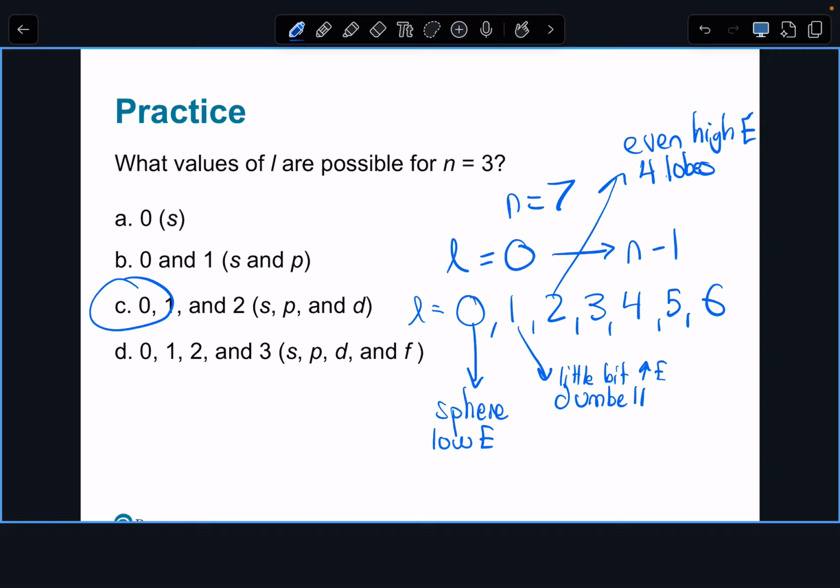Okay, so that's the L value. It has a little bit of an effect on energy, tells us about the shape, and starts at 0 and goes up until 1 less than the n value.